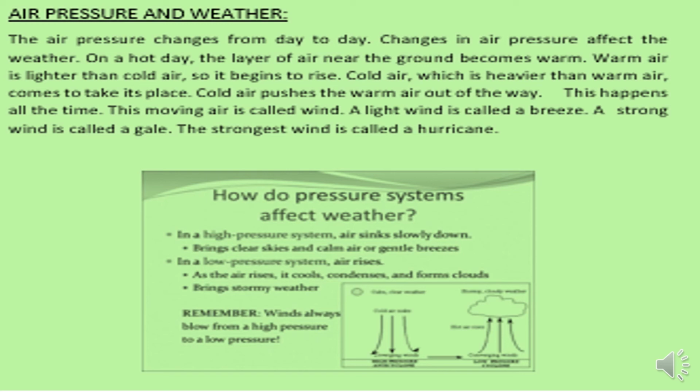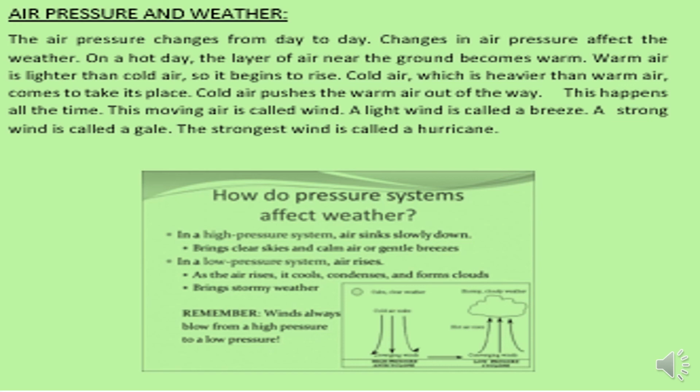Now, how do pressure systems affect weather? There is an experiment. In a high pressure system, air sinks slowly down and brings clear skies and calm air or a gentle breeze. In a low pressure system, air rises. As the air rises, it cools, condenses and forms clouds, and brings stormy weather. In a high pressure system, air sinks slowly down. When the pressure is high, air sinks down, so it brings clear skies and calm air or a very gentle breeze.